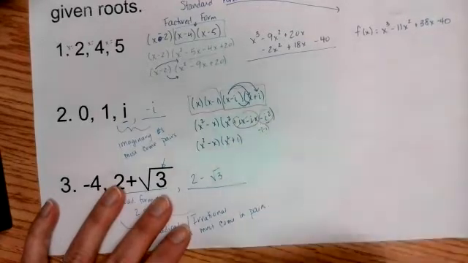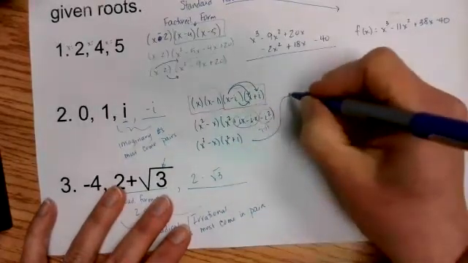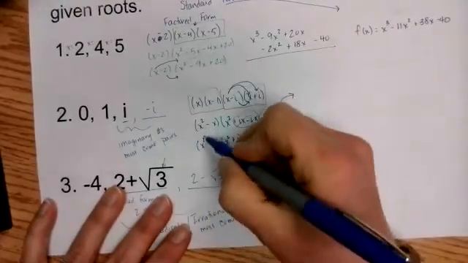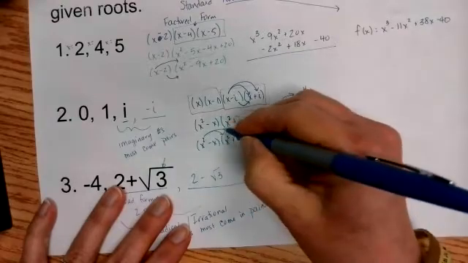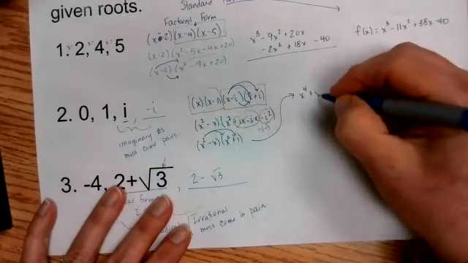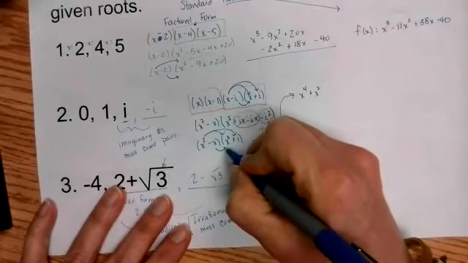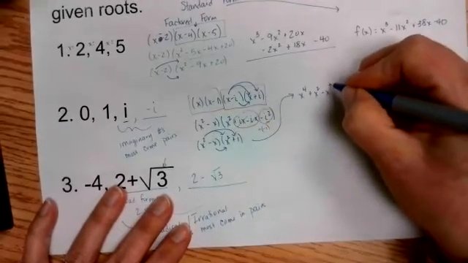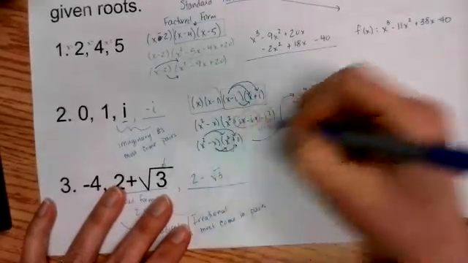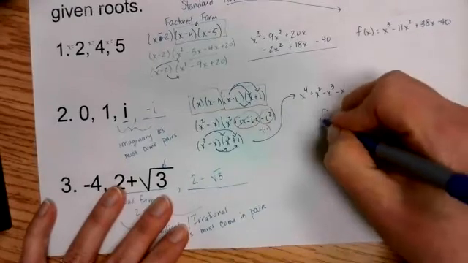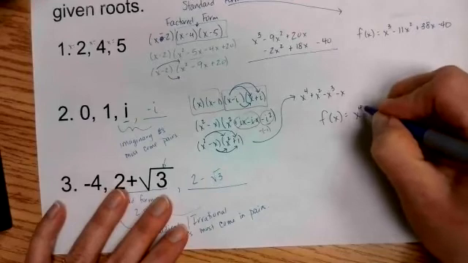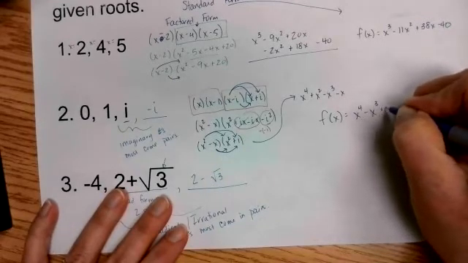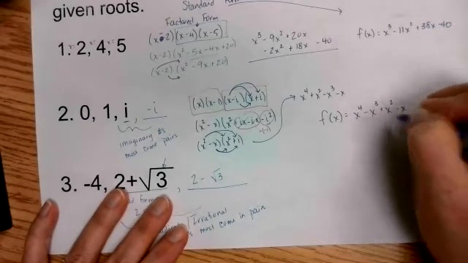So I need to multiply these 2 together. I'm out of room for this, so I'm going to come over here. I'm going to distribute. So x squared times x squared, that'll be x to the 4th. x squared times 1 will be 1x squared. Negative x times x squared will be negative x cubed, and negative x times 1 will be negative x. So my polynomial function in standard form is x to the 4th minus x cubed plus x squared minus x.